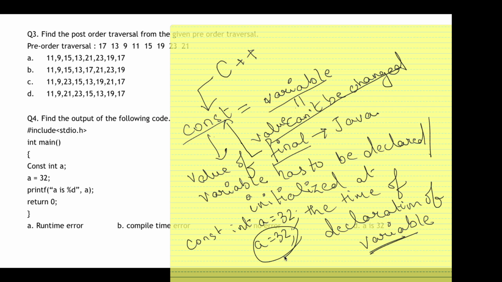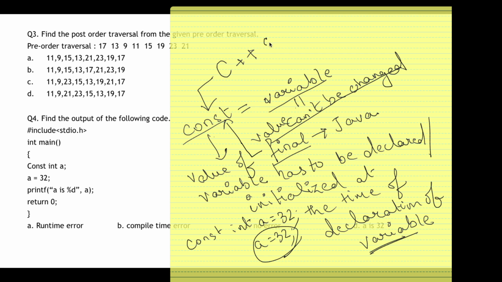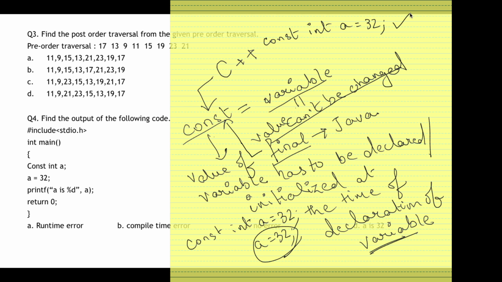Like in this code, it says constant int a, and then it says a is equal to 32. So what is it? It is a compile time error. Had this been written as constant int a is equal to 32, then this would be correct, and the output would be printed as a is 32. But since it is written as constant int a and then a is defined as 32, this is wrong. We can't do this.